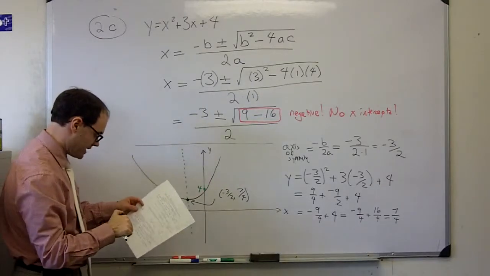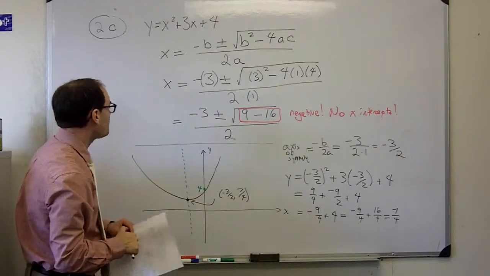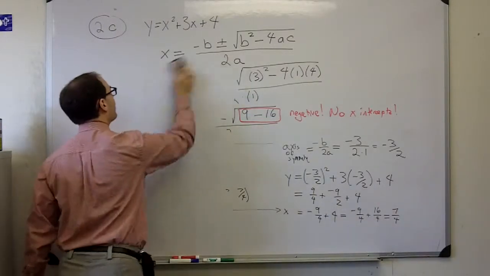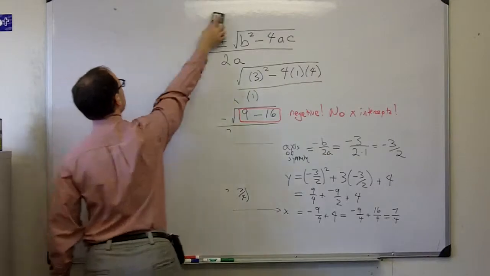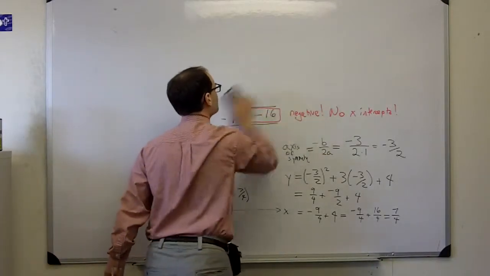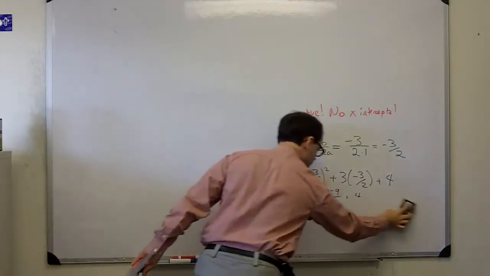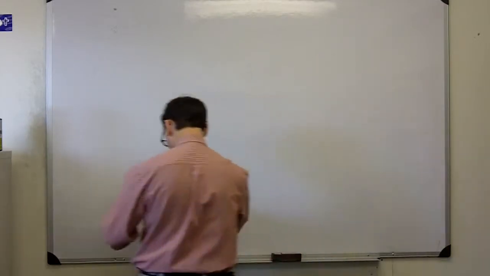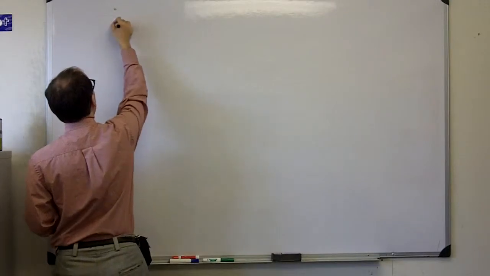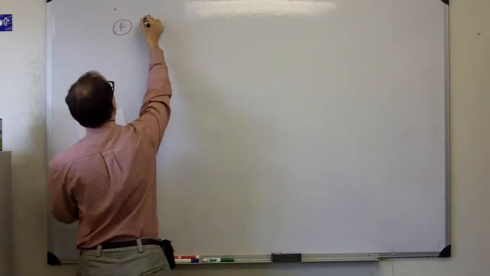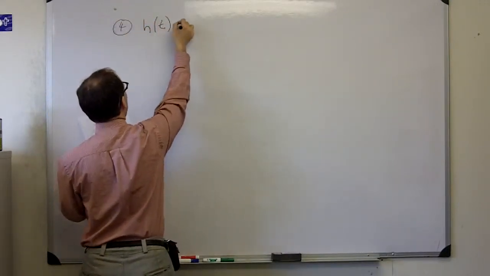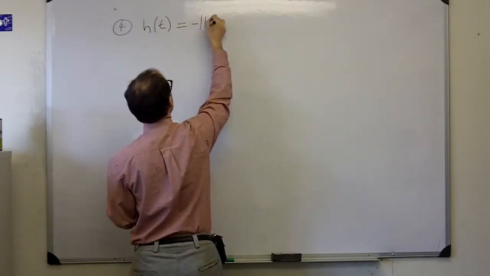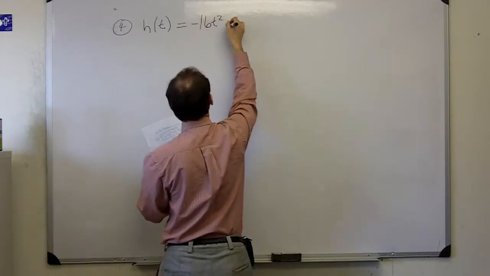Okay, so now let's take a look at the last problem, problem 4. So problem 4 says we've got a single function here, and we're going to try to analyze different aspects of it. So problem 4 says we've got a rocket, and that rocket has a height as a function of time. Height as a function of time. And that's described by this equation here.